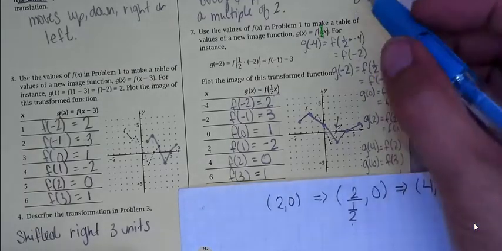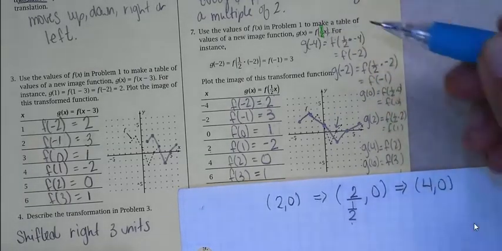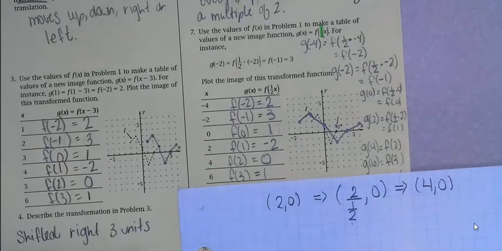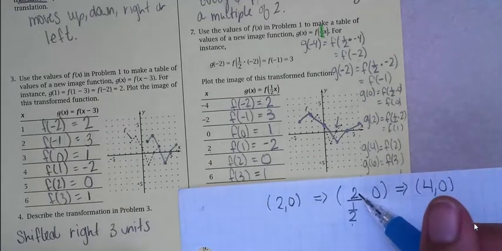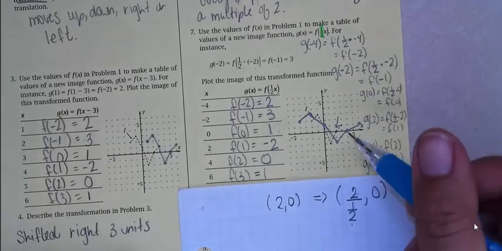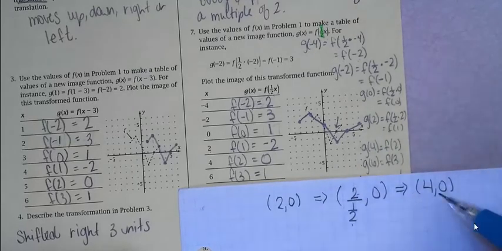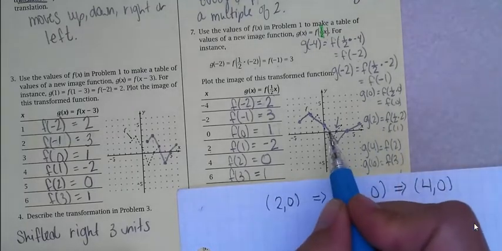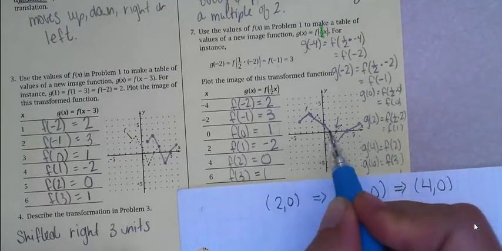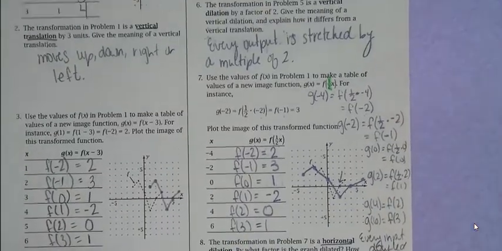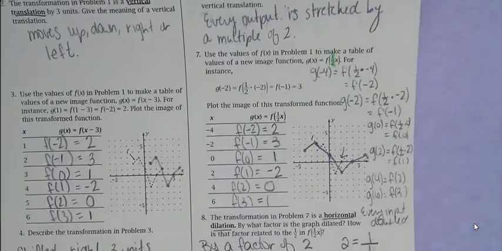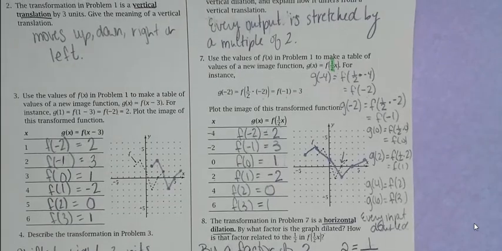And if you had a factor of 2 instead, that would be a horizontal shrink. So you divide the original input, 2, by 2, and you'd get 1. So you would see that point would now be here. I think that's probably the newest thing for you, so I just wanted to go over that.